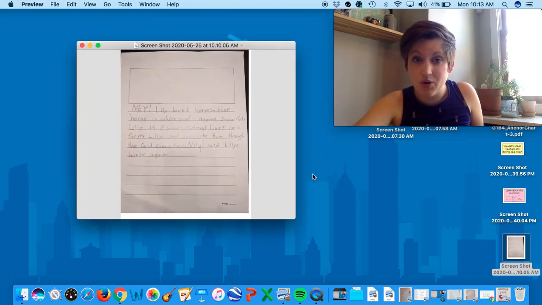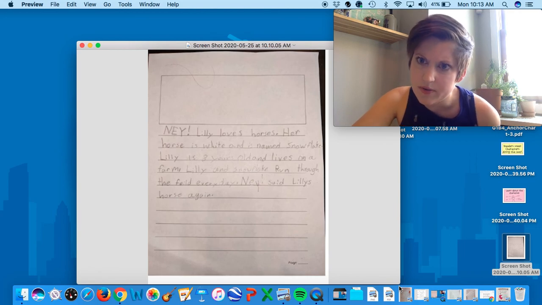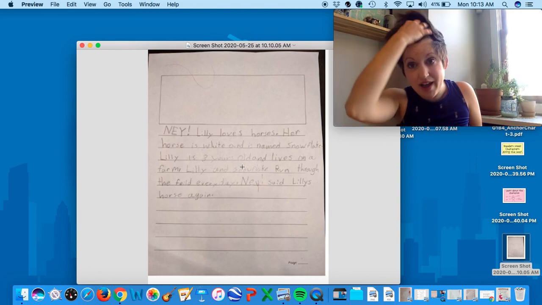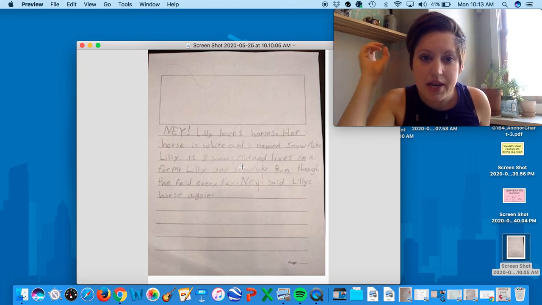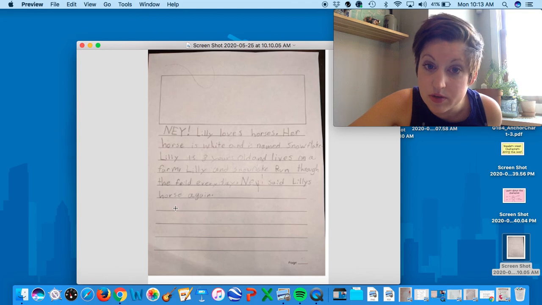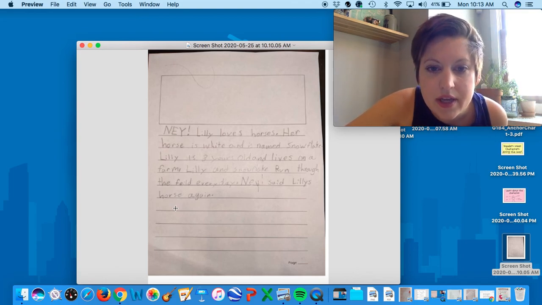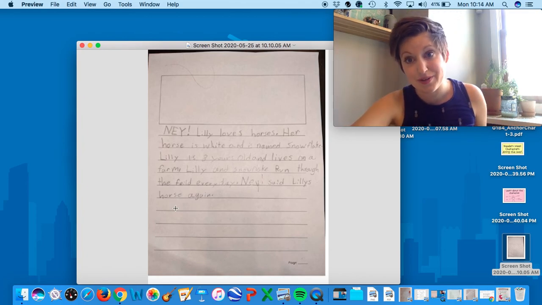So, we're going to pull up our first one. This was Mila's. Remember, we looked at Mila's pre-write yesterday. We're just going to read her first page to see if she brought her story to life and what strategy she used, okay? This one starts with, Nay! Lily loves horses. Her horse is white and is named Snowflake. Lily is 8 years old and lives on a farm. Lily and Snowflake run through the field every day. Nay, said Lily's horse again.